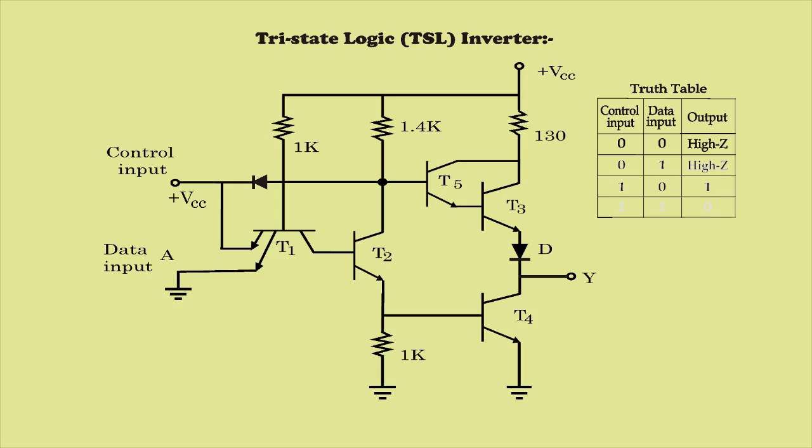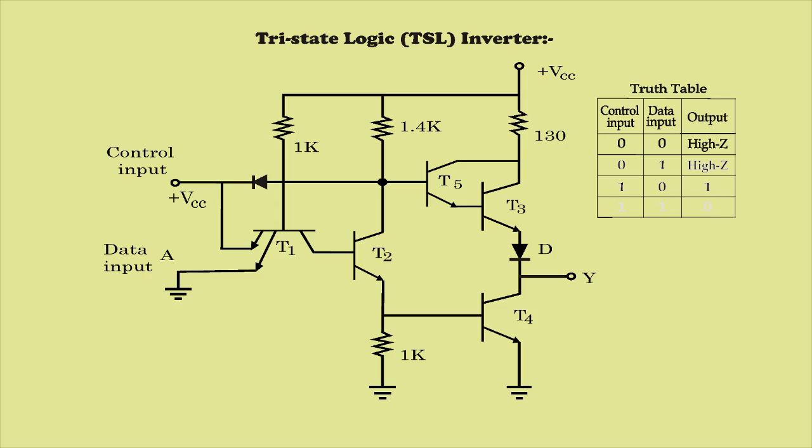remain off. Now transistor T2 is off, it means that all the current from the power supply plus VCC will flow through the 1.4 kilo ohm resistor and it will drop across this resistor because T2 is off. So there is no current conduction through transistor T2. So there will be a voltage drop across the 1.4 kilo ohm, and this voltage drop is high, and this high voltage will turn on the transistor T5. So T5 will be conducting.